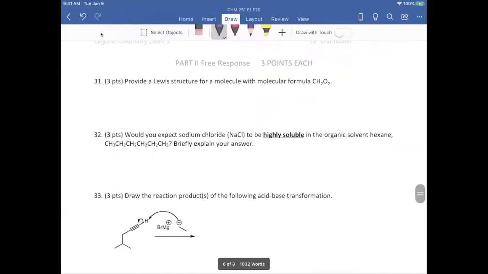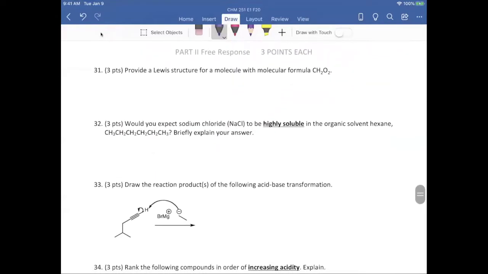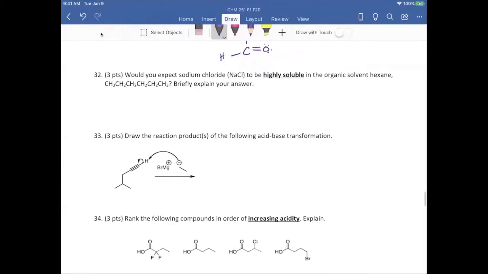Okay, Lewis dot structure for CH2O2. So carbon goes in the middle, and it's going to be bonded to 2 oxygens and a hydrogen. We know that one of those oxygens is going to have to be double bonded, and so that is the Lewis dot structure for that formula. NaCl is an ionic compound. Hexane is very nonpolar, so it will not be soluble.